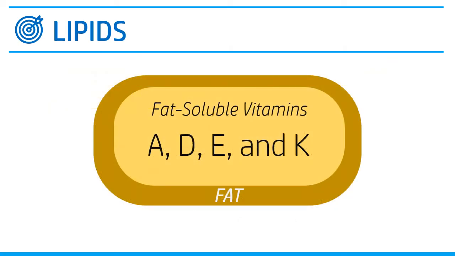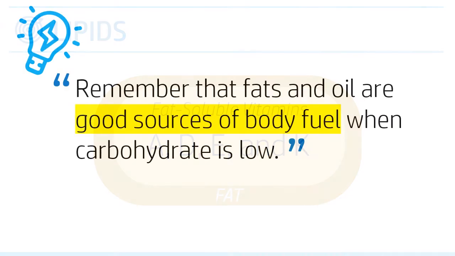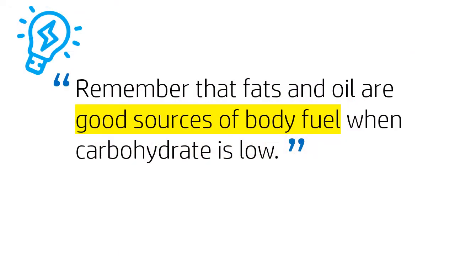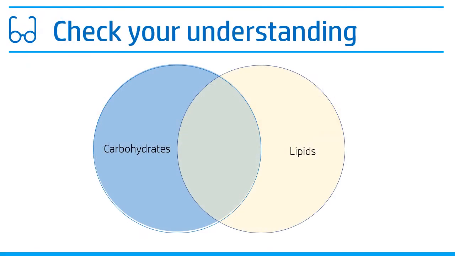Also, fat-soluble vitamins A, D, E, and K are used in combination with fat. They are also stored within fat tissues. Remember that fats and oils are good sources of body fuel when carbohydrate is low. However, too much fat in your system causes your blood vessels to clog, making your heart work harder to pump blood. Let us check what you have learned by accomplishing this Venn diagram.